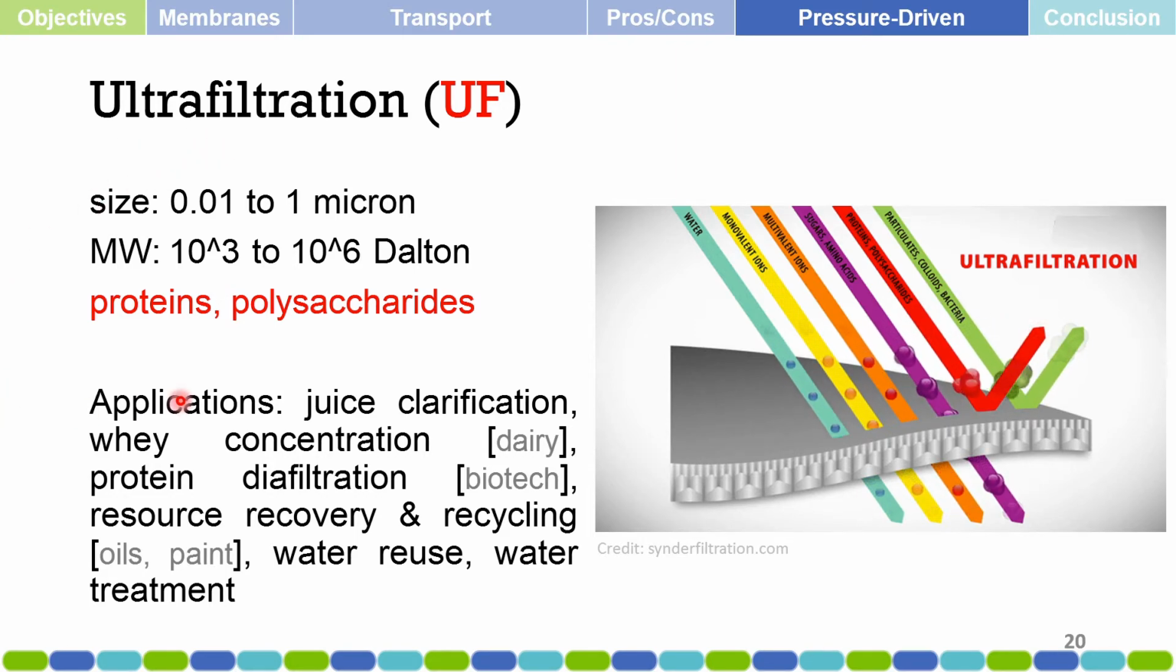So what are the industrial applications to which it is involved? Clarification of juice, such as apple juice or orange juice. Concentration of whey for the dairy industry. Diafiltration of protein, which you want to purify in several biotechnologies. Resource recovery and recycling for oils and paint, water use and water treatment. You can see these are all about recovering something: product, heat, water or energy. That is the only way to make ultrafiltration economical.